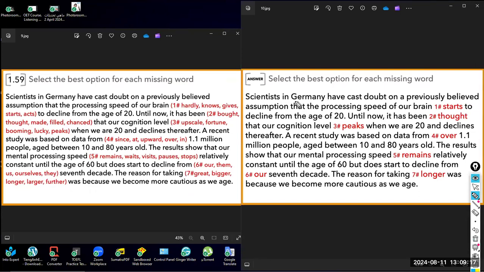So scientists in Germany have cast doubt on a previously believed assumption that the processing speed of our brain starts to decline from this age, which is 20. So it's not hardly to decline, not knows to decline. I cannot say processing speed of our brain knows to decline, or maybe gives to decline, or even acts to decline. So I have to say starts to decline from the age of 20.